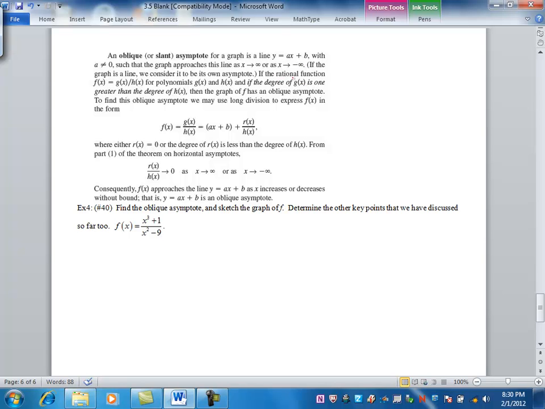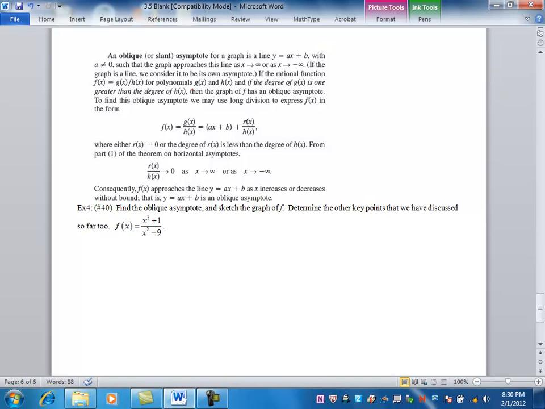If the rational function f of x equals g of x over h of x for polynomials g and h, and if the degree of g is 1 greater than the degree of h, in other words, the degree of the numerator is 1 more than the degree of the denominator, then the graph of f has an oblique asymptote. To find the oblique asymptote, we're going to use long division to find the equation of the particular oblique asymptote that we're looking at.